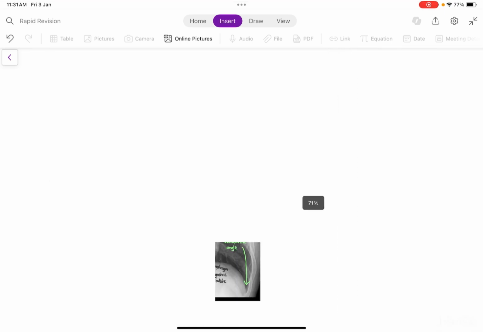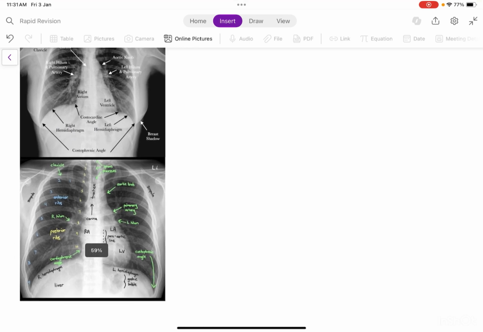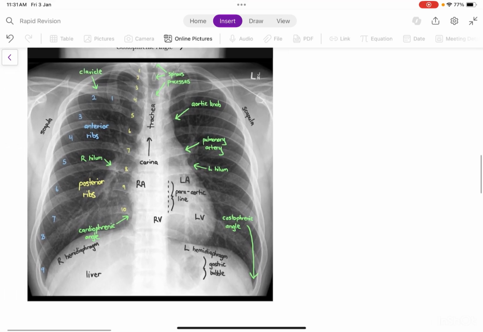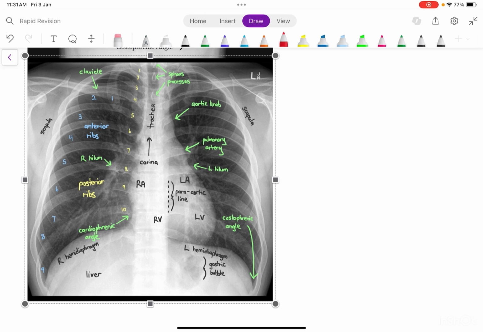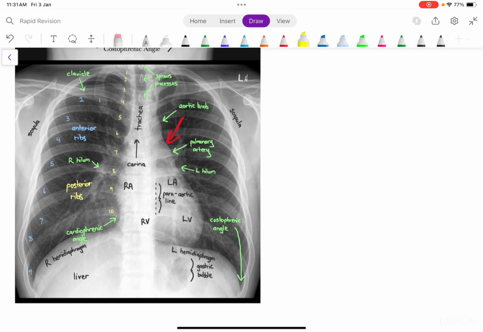Out of these I think we can use this one. You were given this same x-ray but without the labelings, and you were asked to tell which is this one. So this was the arch of aorta, and we'll just go through it once. So this is clavicle, arch of aorta, pulmonary artery, hilum. The things that I wanted you to know are left atrium, left ventricle, right ventricle.